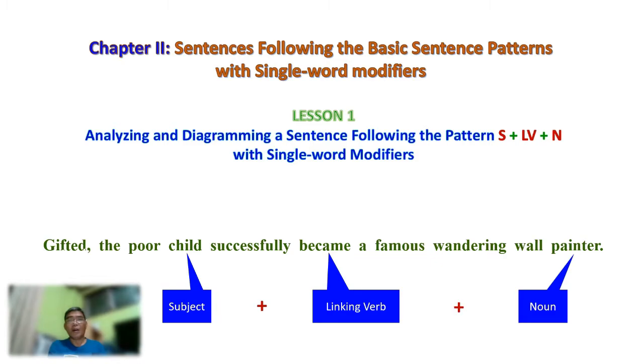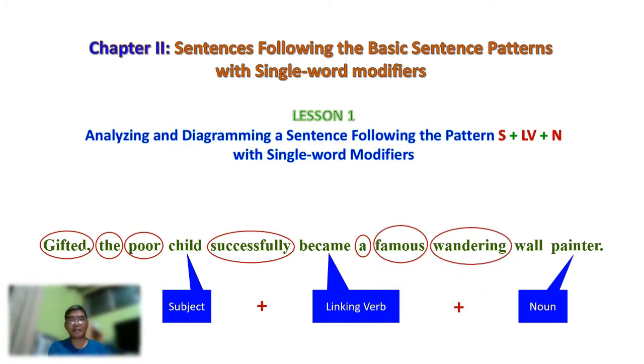Now, all the remaining words are what we call modifiers. These are gifted, the, poor, successfully, a, famous, wandering, and wall. Let us now identify the words being modified by these modifiers.